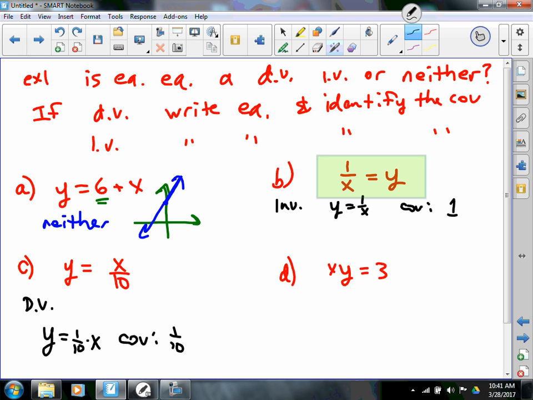And finally, number D. What do we think? Direct, inverse, or neither? I'm hearing neither. It's not neither. It is inverse. It is an inverse variation. What's the equation?